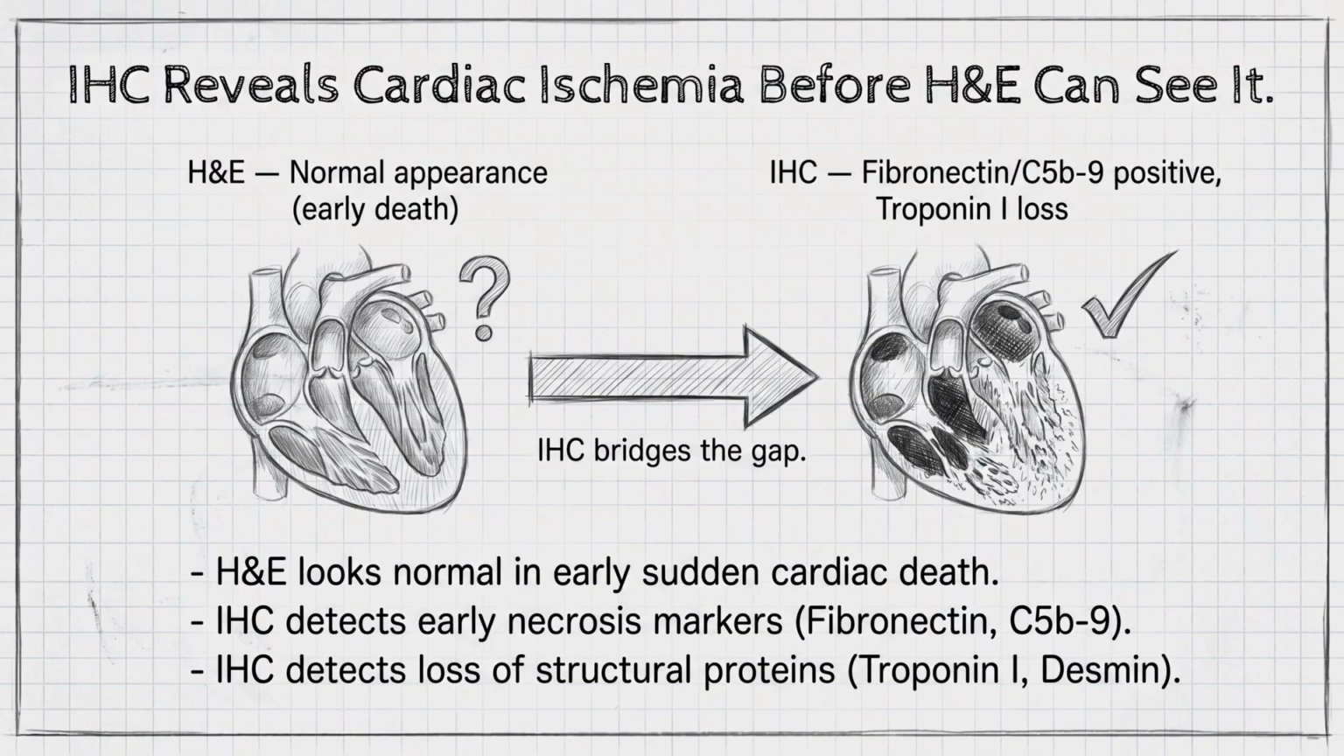So IHC's ability to detect early changes is particularly vital in cases of cardiac ischemia, where it can reveal damage long before H&E. Grossly, a heart attack might not be visible for hours, and even H&E can miss early signs. However, IHC can detect early markers like myoglobin loss or complement activation within minutes to a few hours of ischemia. This allows us to confirm a heart attack as the cause of death even when other methods fail. And this same principle applies to other types of injuries, as we'll see next with head trauma.